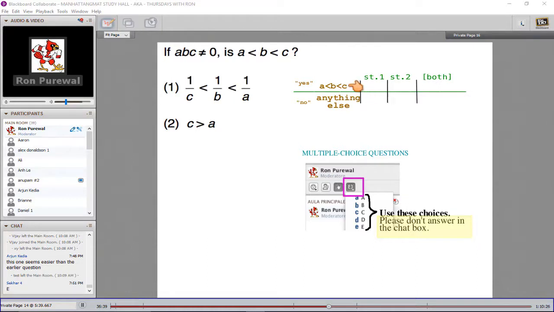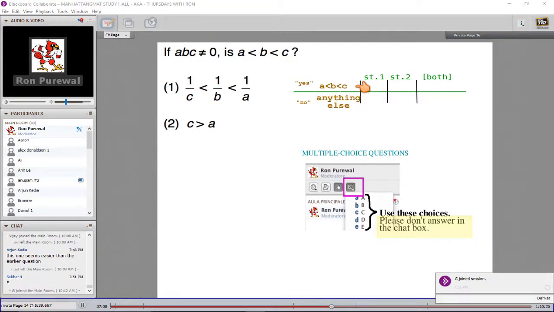Remember, to check the top box off, it has to be the order A, B, C, and then to check off the bottom box, it has to be like anything else. So there's no simple way to summarize what a no answer means here, because there are lots of different orders that could be a no answer, including things being equal and different kinds of orders, anything except for that order.